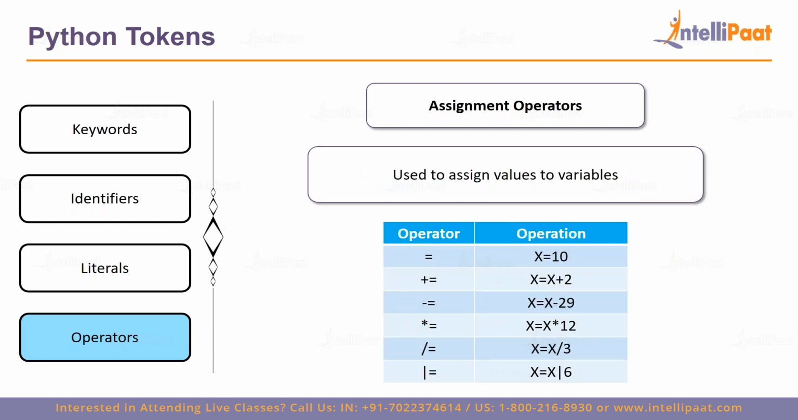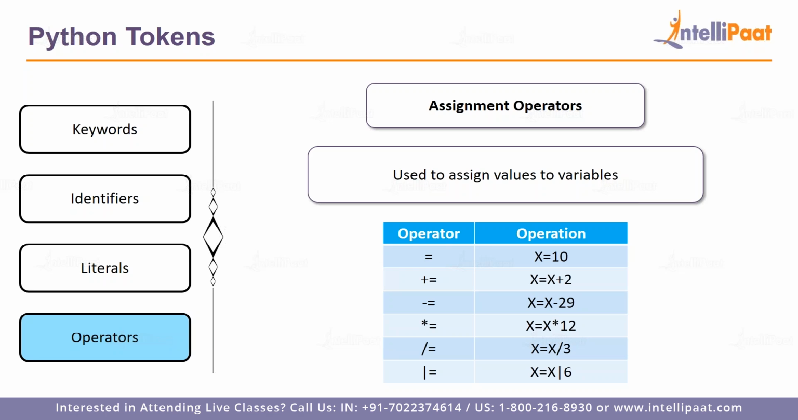Then come assignment operators. Assignment operators, as the name suggests, assign a value to a variable. So let's say I have a variable x and I want to assign the value 10 to it. I want it to hold the value 10. So I could just type x equals 10, which is what is shown here.